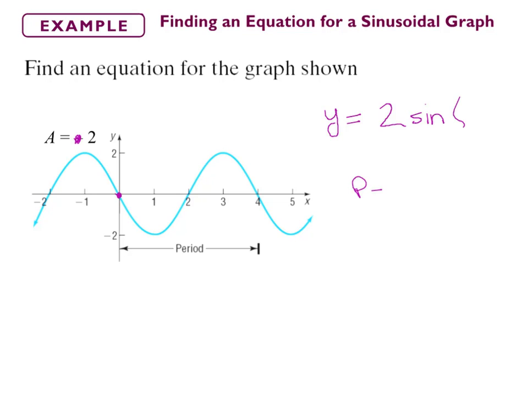Now remember, P is equal to 2 pi over B. And here I'm going to have Bx. Yes, Yvonne? It would actually be -2 because at 1 it goes down to -2. But the amplitude is 2. I'm going to get to that in a minute. When I say the amplitude, it's always positive. Didn't I say that before? Amplitude is always positive, isn't it?